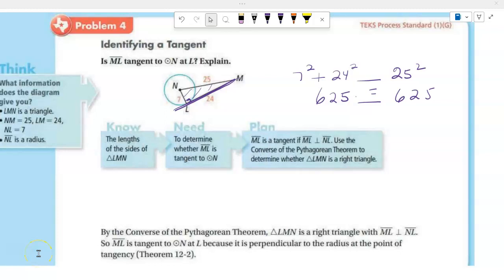Is segment ML tangent to circle N? To make sure, this radius has to be perpendicular to the tangent line. You notice that you have a right triangle here. We're going to use the Pythagorean theorem to prove that it is a right angle. So you have 7 squared plus 24 squared equals 25 squared. 7 squared plus 24 squared gives you 625, and 25 squared is also 625. They both equal 625, so that indeed is a right triangle, so it is tangent.